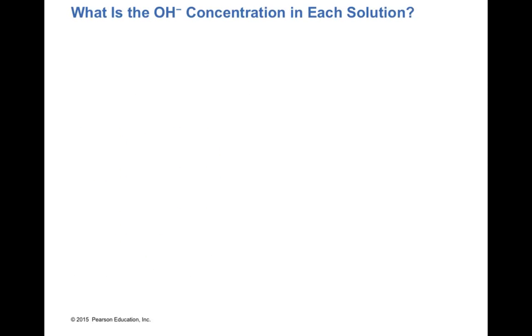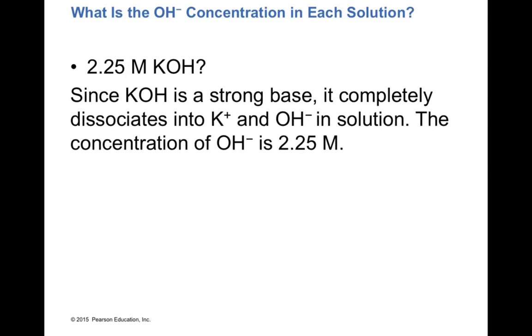So let's talk now about the concentration of hydroxide ion. If we have, for example, a strong base like potassium hydroxide, it will be completely dissociated. So if we had 10 molar or 10 moles of potassium hydroxide, we're going to have 10 moles of potassium and 10 moles of hydroxide. So that means that at the end, we're going to have a 2.25 molar concentration of hydroxide, the same concentration as the base itself, because it's completely ionized.